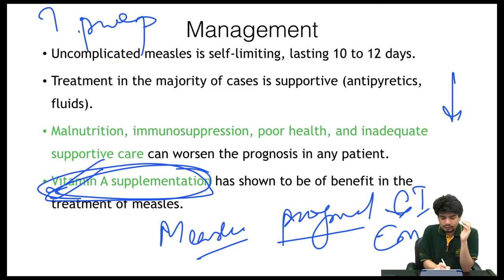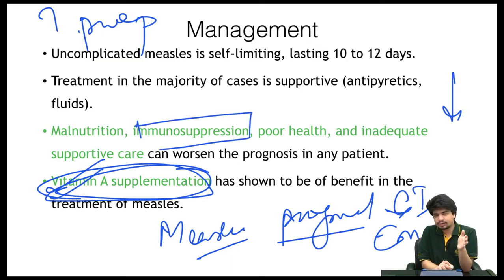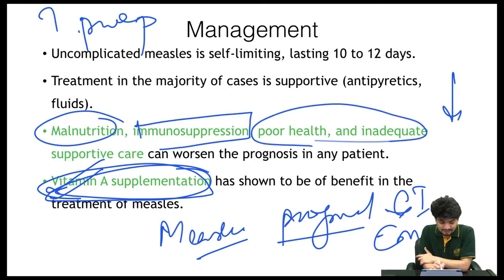Second, as I told you, it by itself causes immunosuppression. The child is already immunosuppressed because of being malnourished, because of inadequate supportive care. That can aggravate the problem and lead to complications.